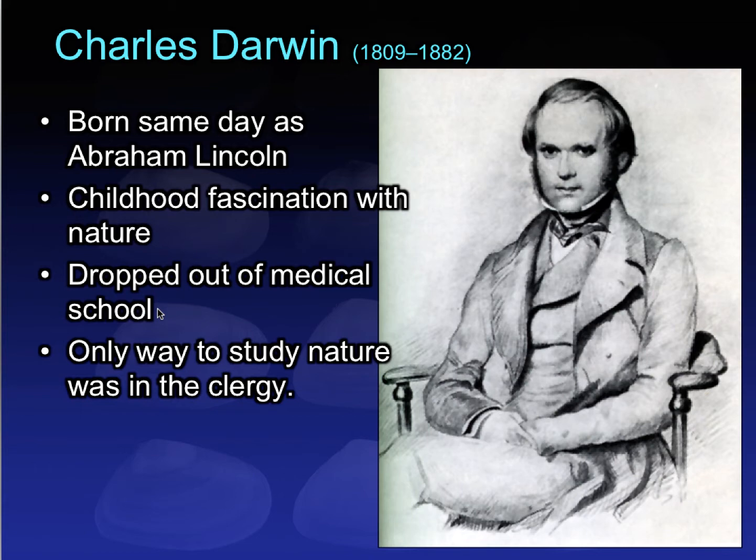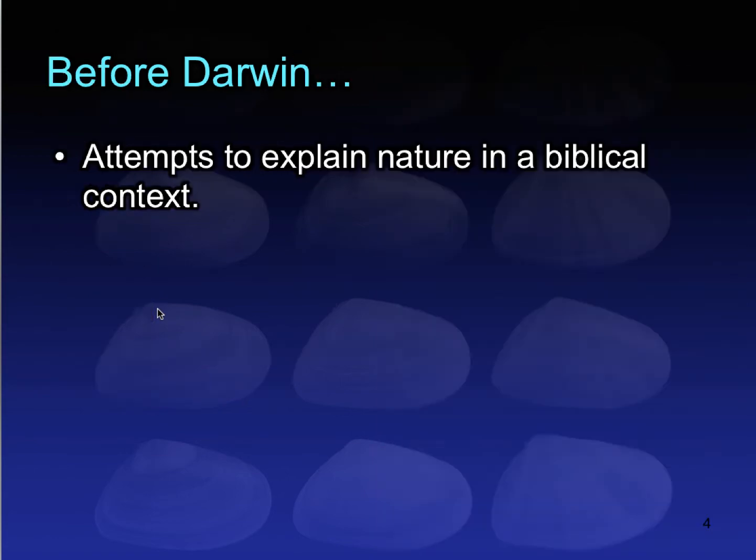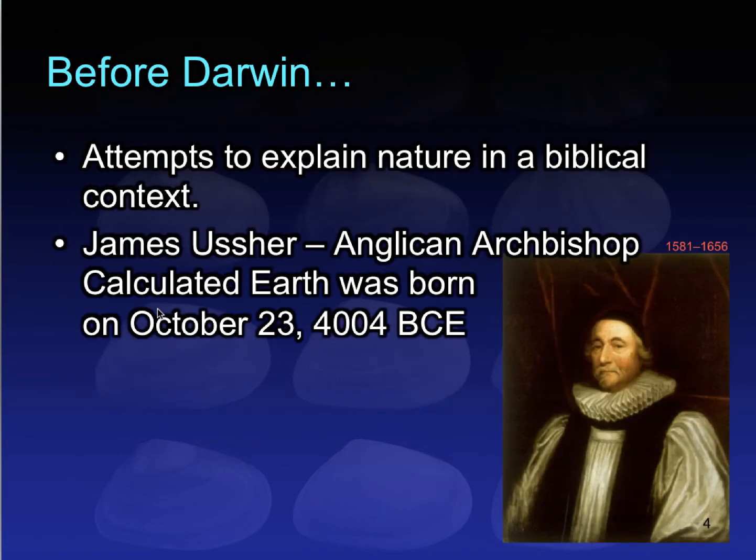Well, at the time, the Pope was really under a lot of pressure to come up with an answer that would satisfy the church and also the evidence that people were coming up with around them. So the Pope at the time actually hired an Anglican archbishop by the name of James Ussher to calculate the actual age of the earth.